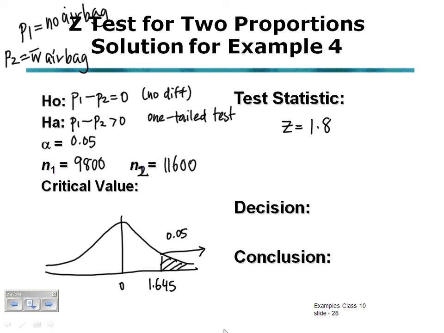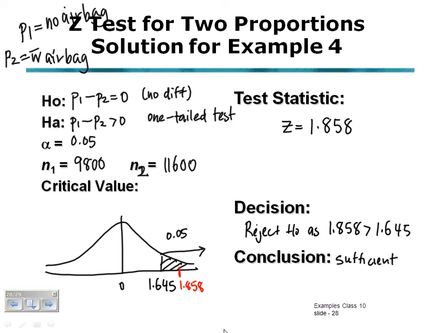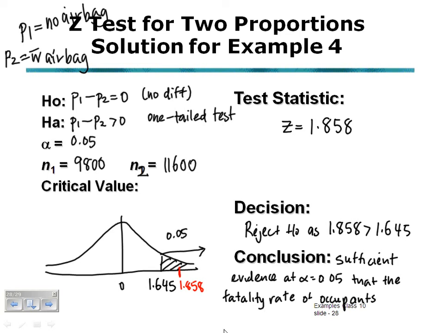From our calculations, we had a Z test statistic 1.858, which is clearly in the rejection region. 1.858, you can see, will be in that shaded right-hand end of the distribution. So the decision is to reject the null hypothesis because our calculated test statistic 1.858 is bigger than the critical value 1.645, which means in our conclusion that we have sufficient evidence at alpha equals 0.05 to suggest that the fatality rate of occupants is lower for those in cars equipped with airbags compared with those which do not have airbags. So we have evidence here that airbags do save lives. The fatality rate is lower for the airbag cars than for those without airbags.